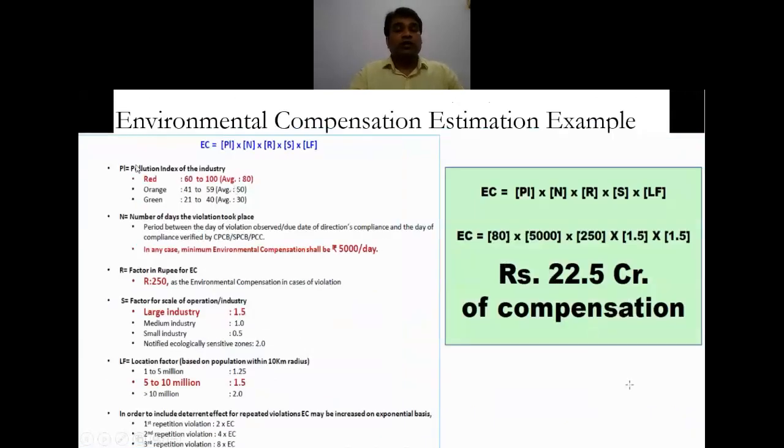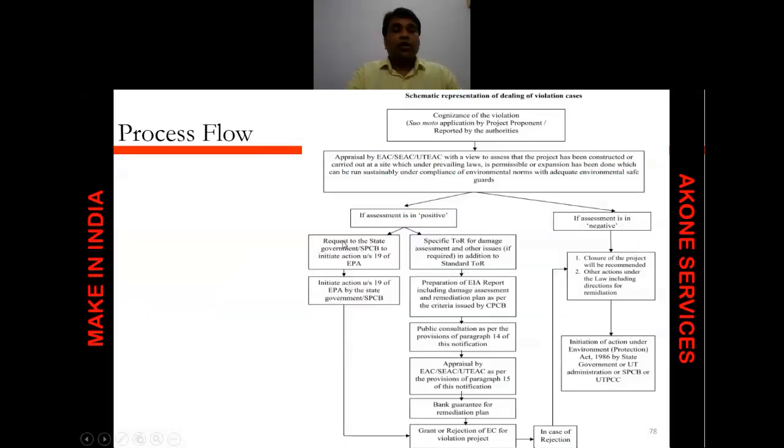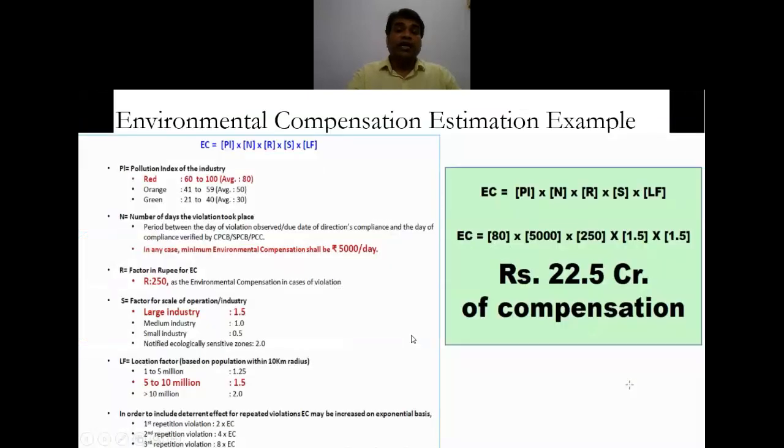We have also taken one example to calculate. Here we can see 22.5 crore compensation has been calculated by taking these types of conditions. So that is the formula. And here you can see United India Insurance Company Limited is the fund manager under the Environment Relief Fund, ERF. And we have also shown different activities in different years. You can see the fines in rupees, in lakhs, that have been deposited under ERF.